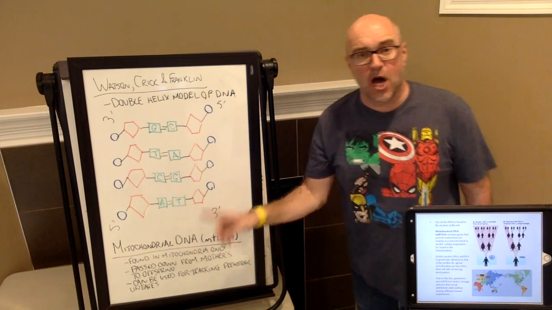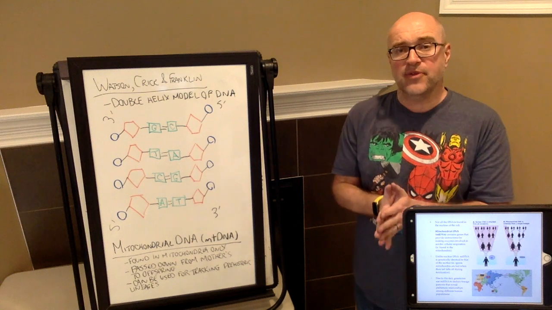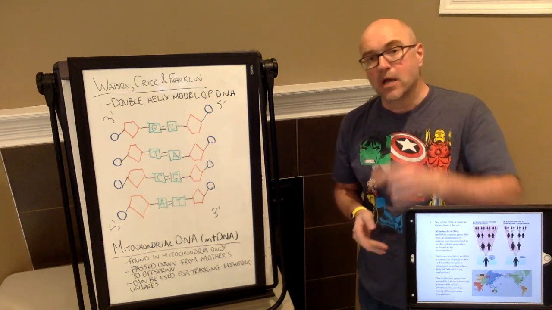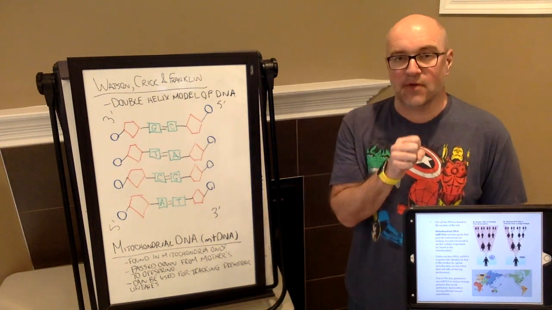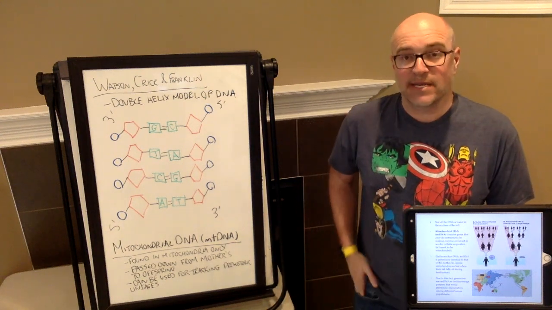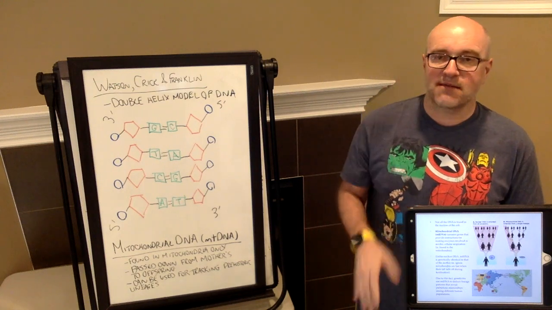There we go. Mitochondrial DNA. Let's talk mitochondrial DNA. Up till now you've thought that DNA is only found in a nucleus. Wrong. There are organelles that have DNA as well. Chloroplasts in plants have DNA. Mitochondria, in all organisms that have mitochondria, have DNA.